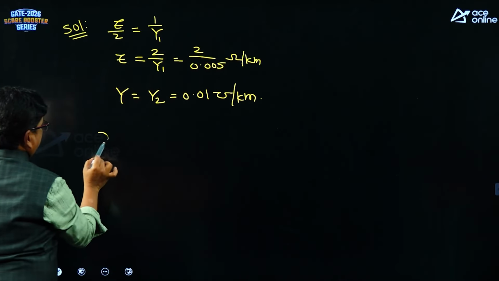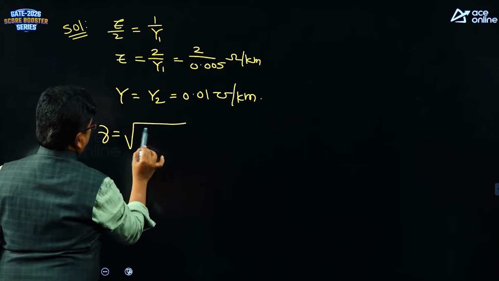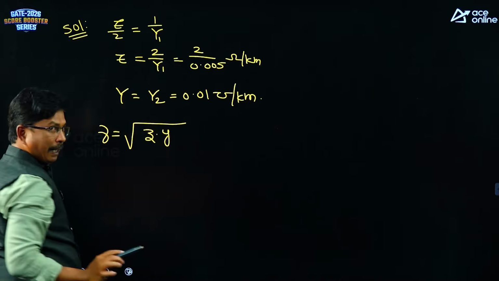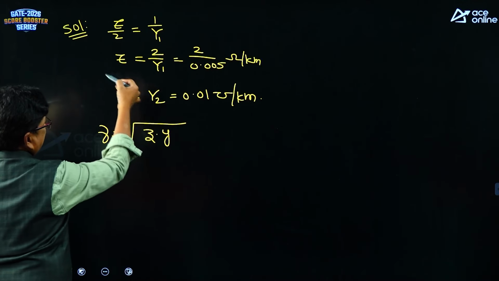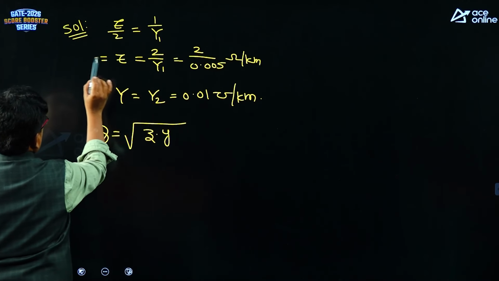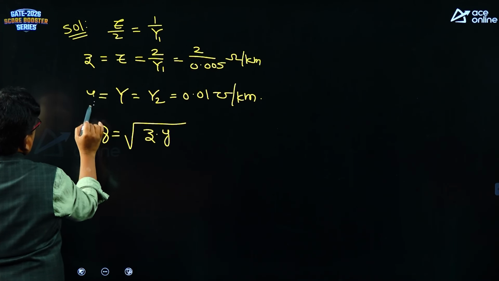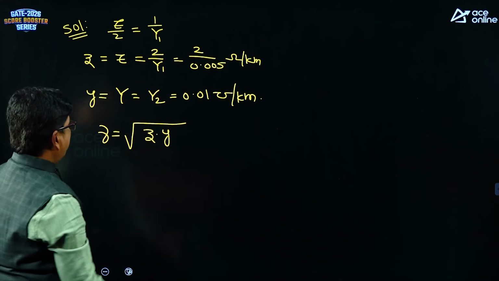They are asking for the propagation constant, root of Z into Y, per kilometer values. This is the per kilometer value of Z, and this is the per kilometer value of Y. Substitute those values, students.